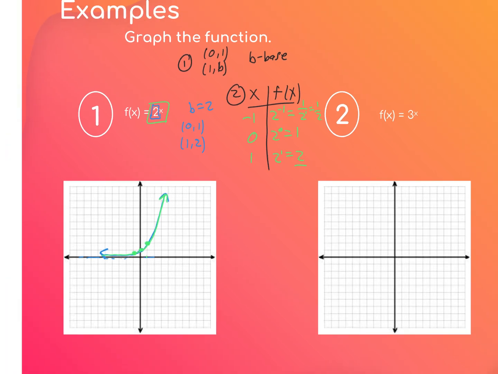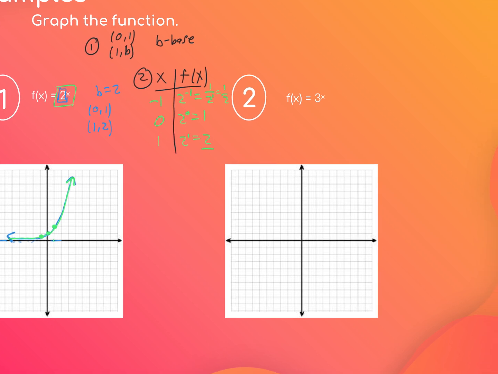All right, so let's do the same thing with the next example, number 2. Again, you can do (0, 1) and (1, b), and then plot those points. (0, 1), we know that goes right there. And b in this case is 3. That's what we have raised to an exponent, so we have 3 to the power of x. That means it's going to be (1, 3) as our ordered pair, and that's going to end up right there.